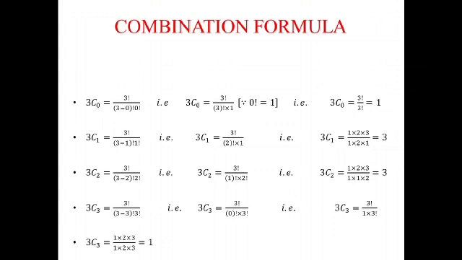Likewise, 3C2. Substitute n is equal to 3 and r is equal to 2 in the above formula. You get it as 3 factorial upon 3 minus 2 factorial into 2 factorial, which is 3. Last one, 3C3. It's 3 factorial upon 3 minus 3 factorial into 3 factorial, which is equal to 1. Please remember, in combination formula, the value of r has to be always less than n or at the most equal to n, because n is total number of objects which you have and r always stands for number of objects that you select from the total.